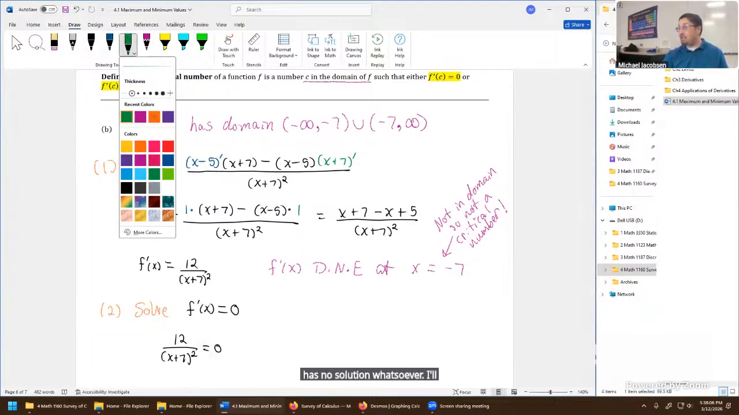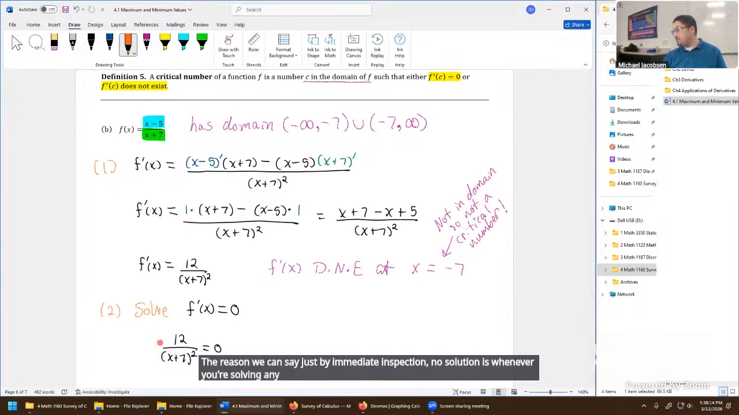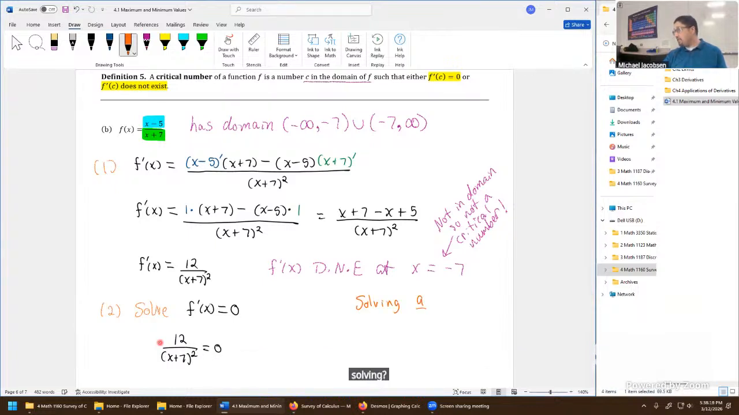Let's think about that as a concept. The reason we can say just by immediate inspection, no solution, is whenever you're solving any structure that looks like this, solving a fraction, a over b equals 0, this always reduces to solving just the numerator set equal to 0.